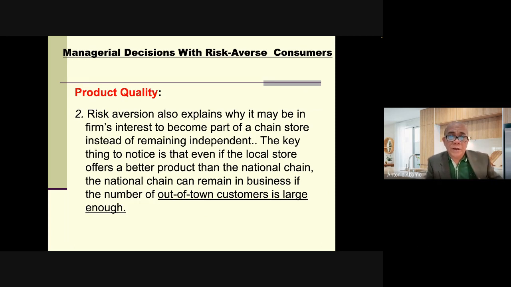Another is risk aversion in terms of product quality. Risk aversion in terms of product quality explains why it may be in firms' interest to become part of a chain store instead of remaining independent. The key thing to notice is that even if a local store offers a better product than the national chain, the chain can remain in business if the number of out of town customers is large enough.